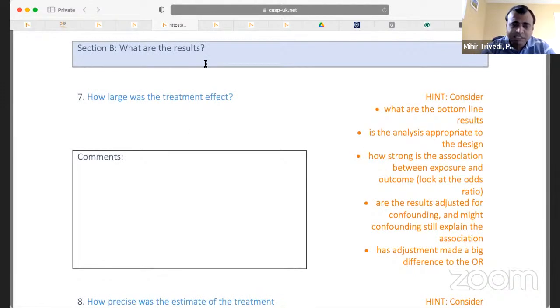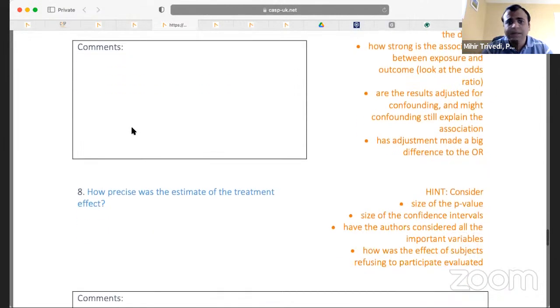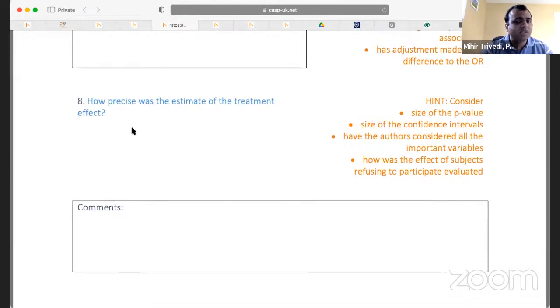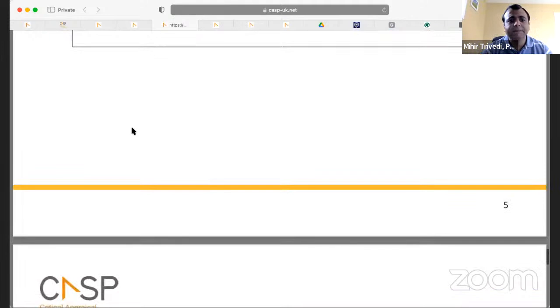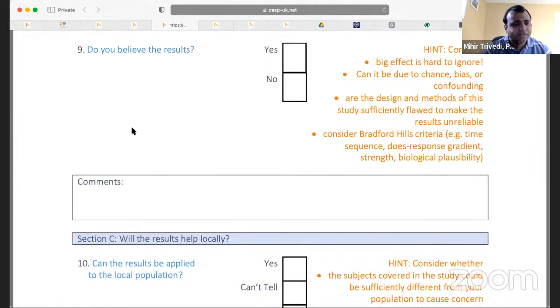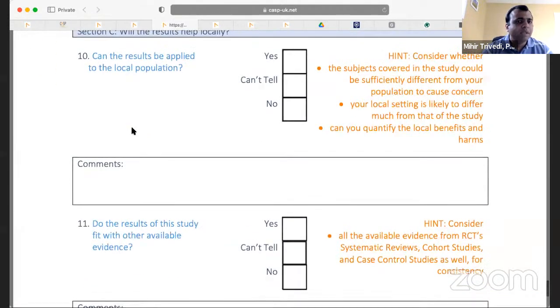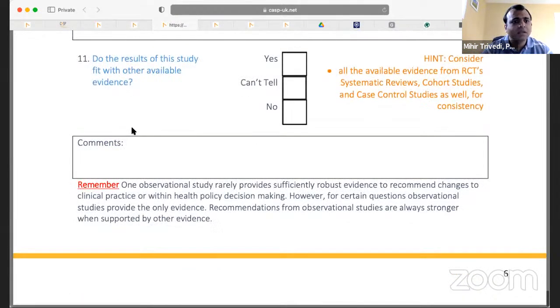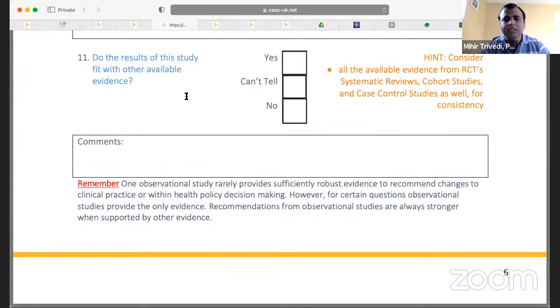Again, in section B, what are the results? How large was the treatment effect? How precise was the estimate of the treatment effect? Do you believe the results? Again, section C, can the results be applied to the local population? Do the results of this study fit with other available evidence?